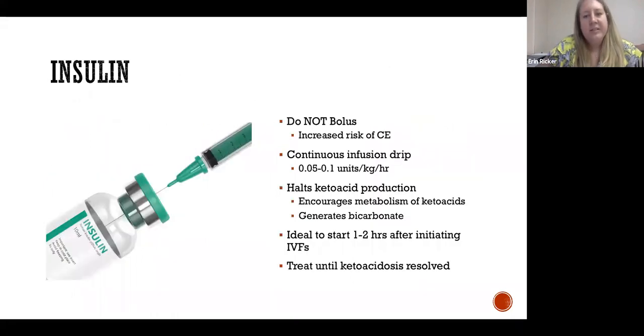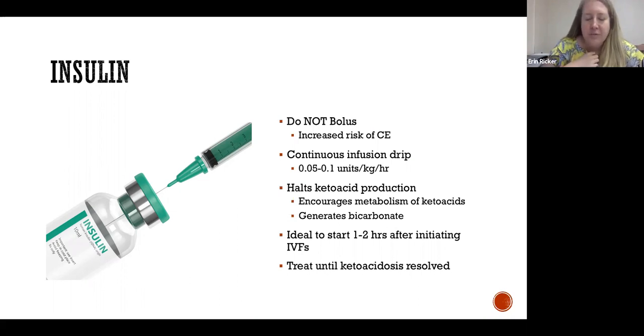All right, so moving on to insulin. It's very important that in pediatrics, we do not bolus insulin. This will increase your risk of cerebral edema. So do not bolus your insulin trying to get that glucose to come down fast. We want a low, steady rate of decline.